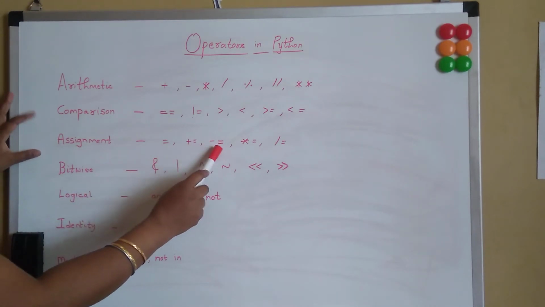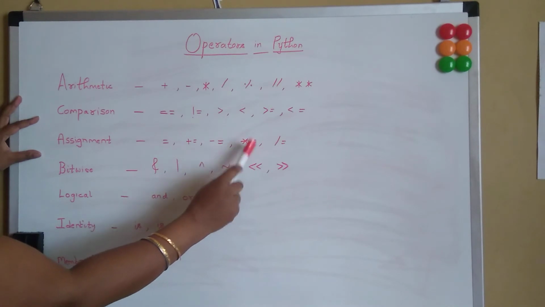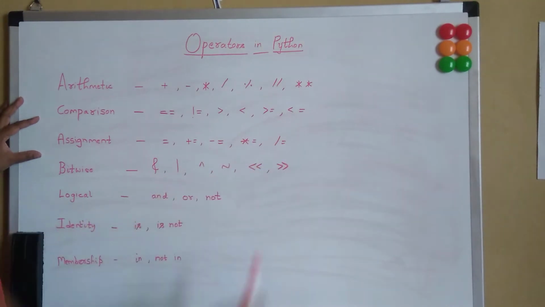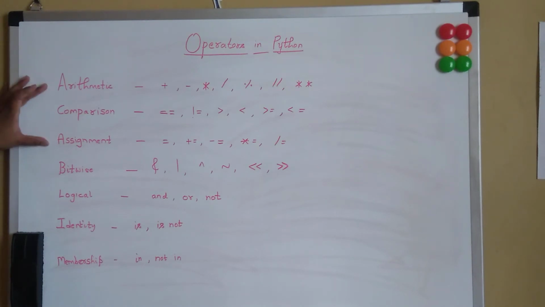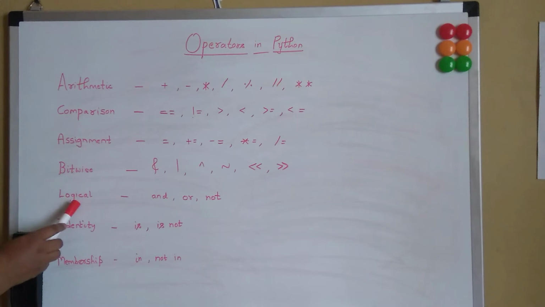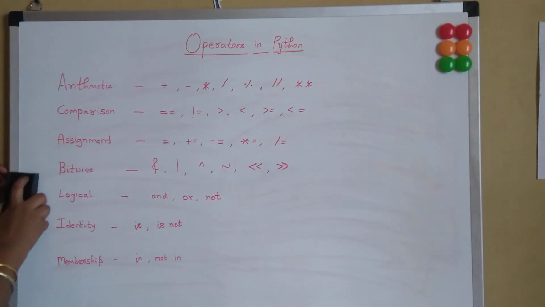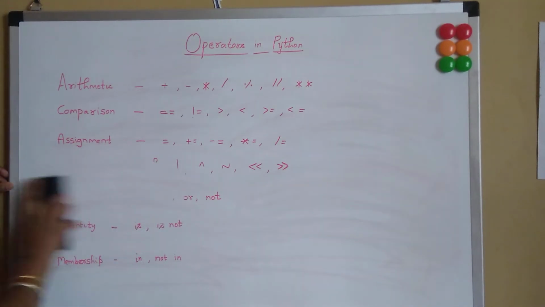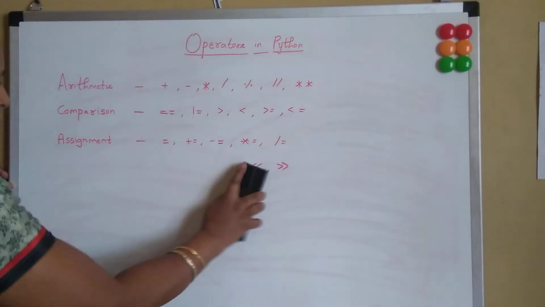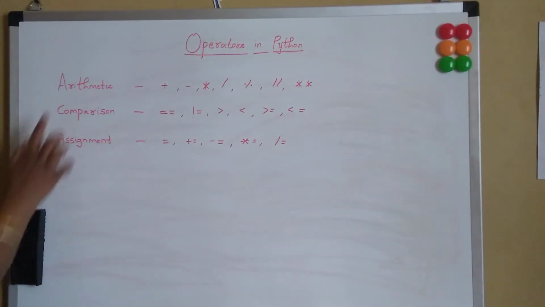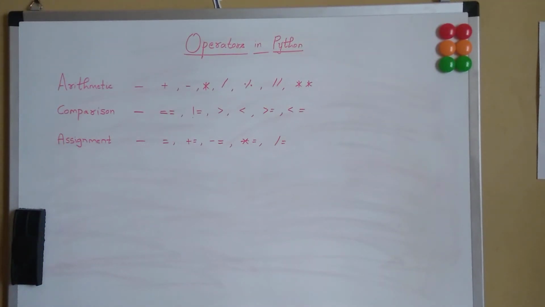Plus equal to, minus equal to, into equal to, divide equal to, and many more assignment operators are present. So in today's class, let's cover arithmetic operator, comparison operator, and assignment. Bitwise, logical, identity and membership we will cover in the consecutive classes. So friends, at a high level, hope you are clear with what are arithmetic, comparison and assignment. Now let's look into it in detail.